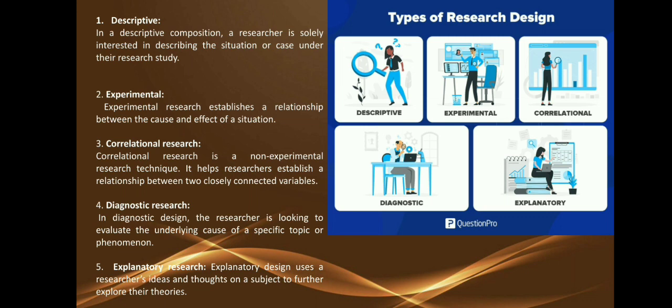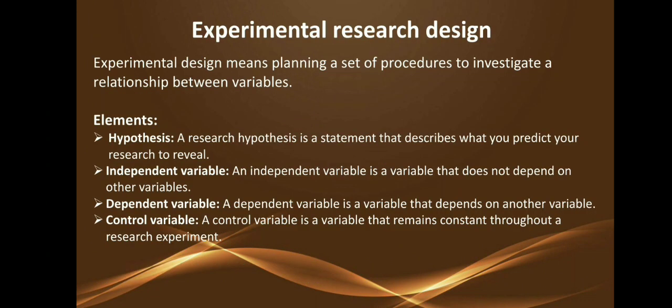And the third one is the correlational research. Correlational research is a non-experimental research technique. It helps a researcher establish a relationship between two closely connected variables. The fourth one is the diagnostic research. In diagnostic design, the researcher is looking to evaluate the underlying cause of a specific topic or phenomenon. Number 5 is the explanatory research. Explanatory design uses a researcher's ideas and thoughts on a subject to further explore their theories. So those are the types of research design.